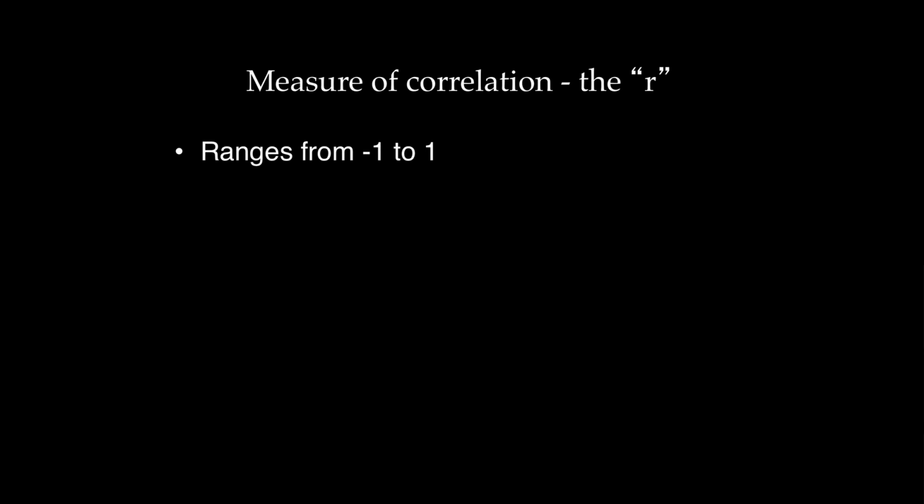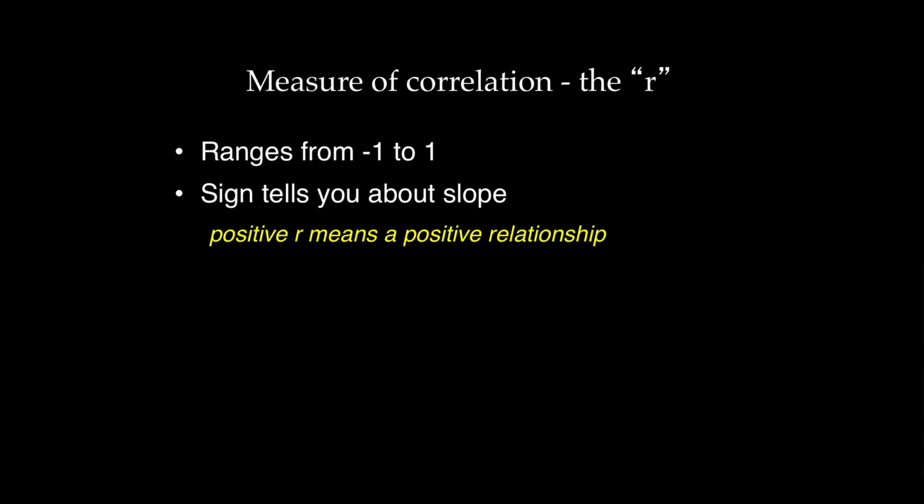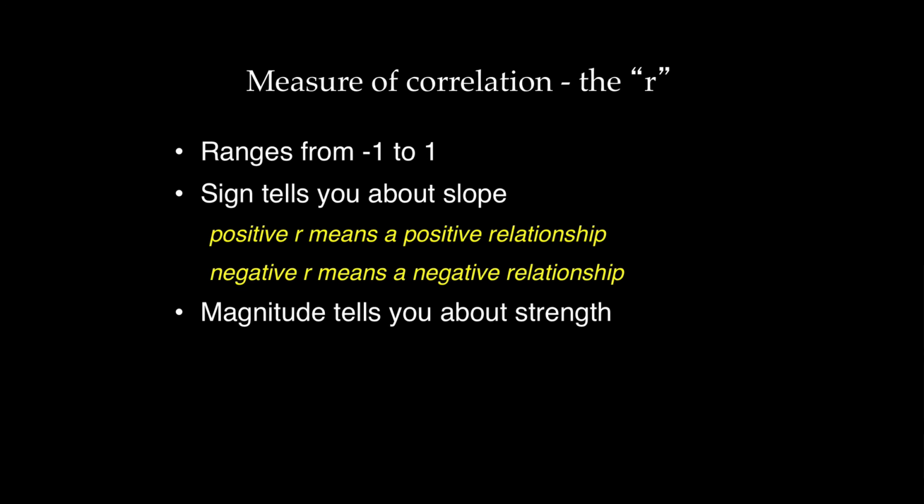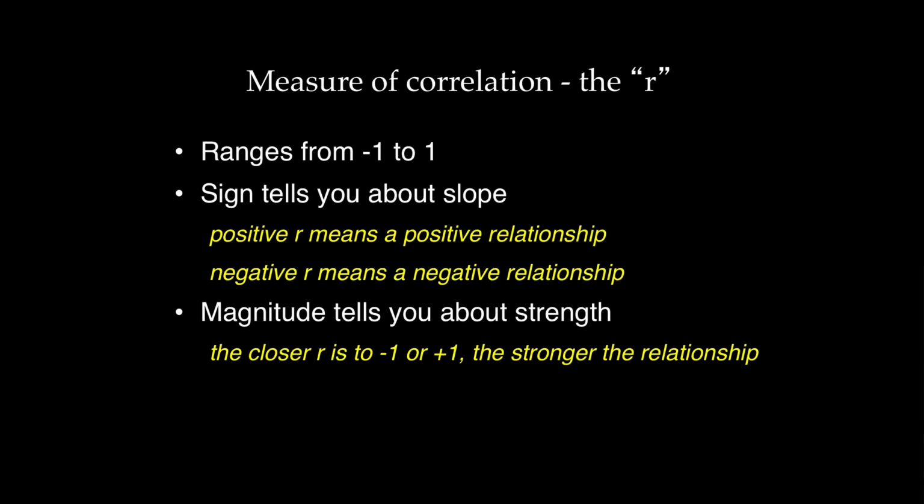So the measure of correlation ranges from -1 to 1. The sign tells you something about the slope. So if it's negative, the slope is negative. If it's positive, excuse me, the slope is positive. So a positive R means a positive relationship, a negative R means a negative relationship. And the magnitude tells you something about the strength. The closer the R is to -1 or +1, the stronger the relationship.